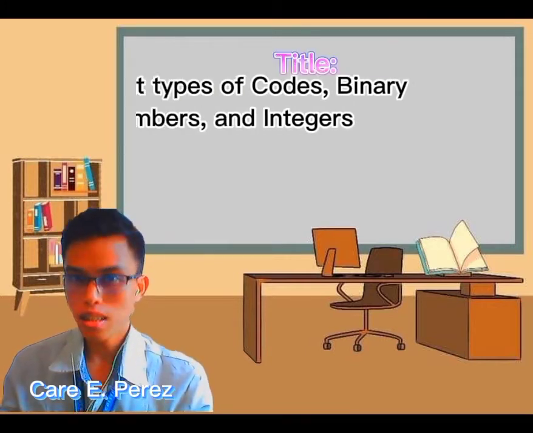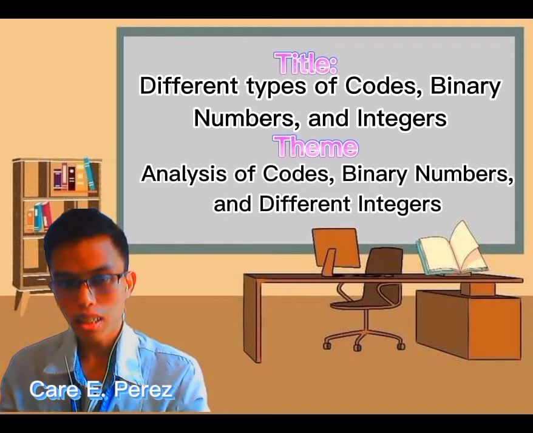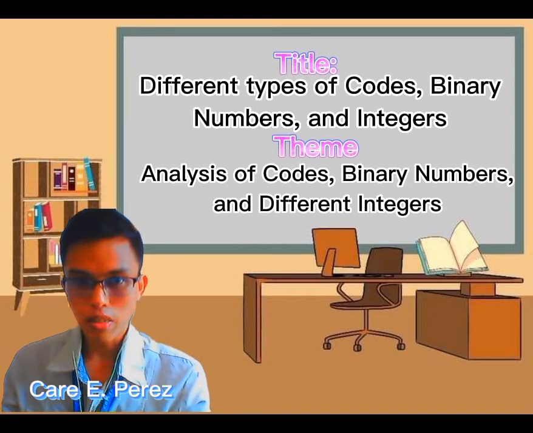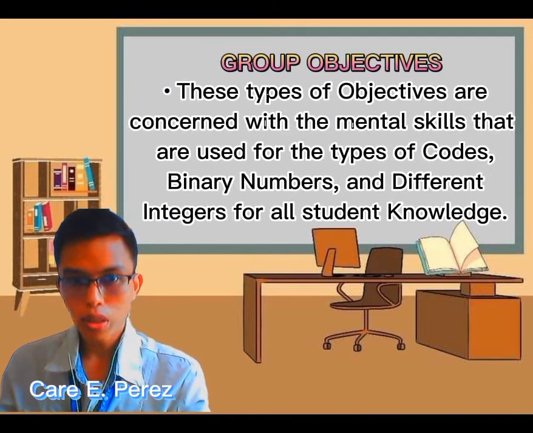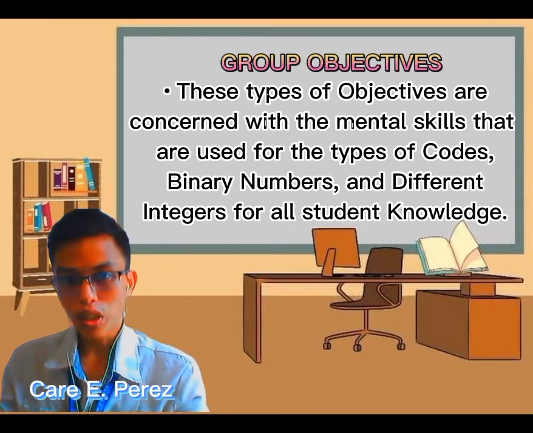This topic is titled Different Types of Codes, Binary Numbers and Integers, with a theme of analysis of codes, binary numbers and different integers. These are the group objectives. These objectives are concerned with the mental skills that are used for the types of codes, binary numbers and different integers for all students' knowledge.